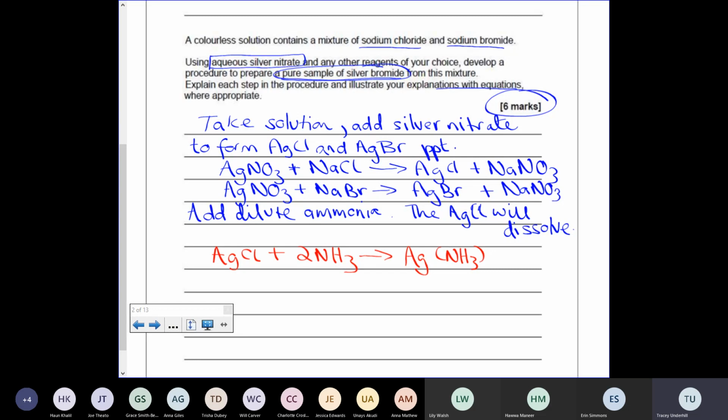We'll do more about complexes when we look at transition metals. So that's one of them dissolved. So the other one will still be there, the silver bromide will still be there. So I just need to filter that off, wash it, and dry that.